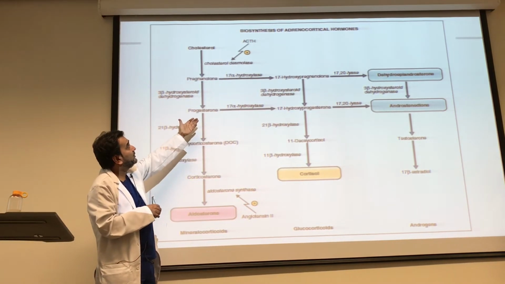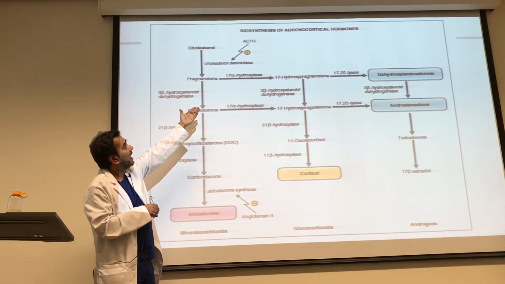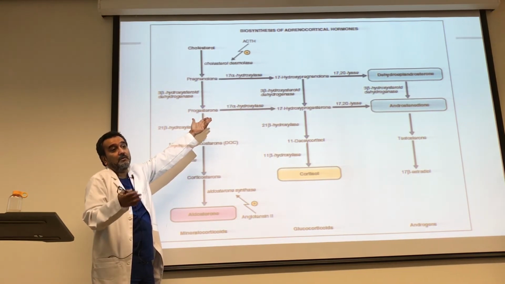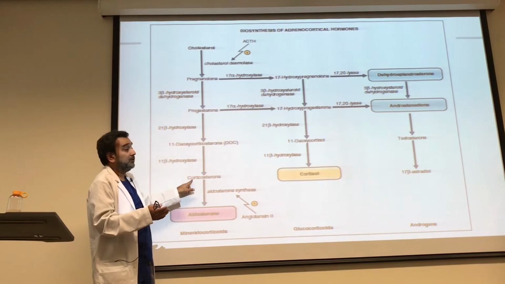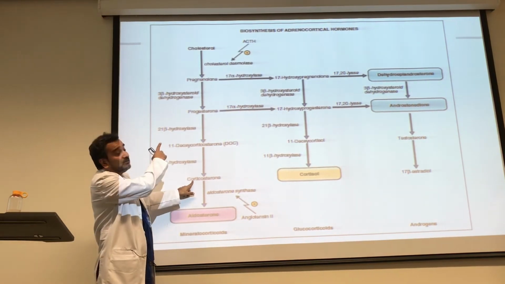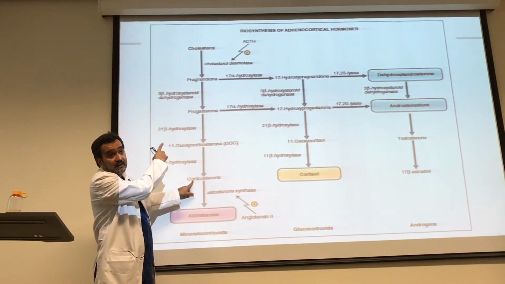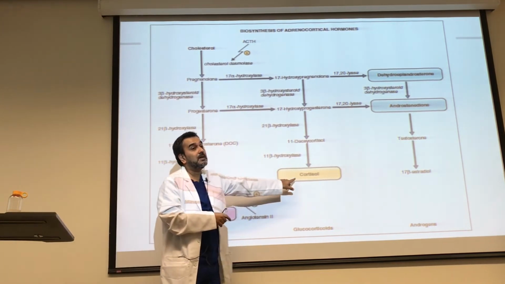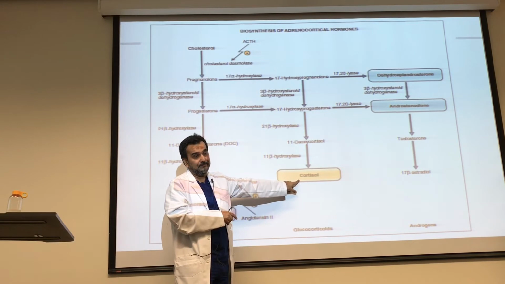You might have a deficiency of 17 hydroxylase, but that deficiency will not cause stopping of the production of corticosterone. If you have deficiency of 17 alpha hydroxylase, you still would be able to produce corticosterone. You would not be able to produce cortisol.